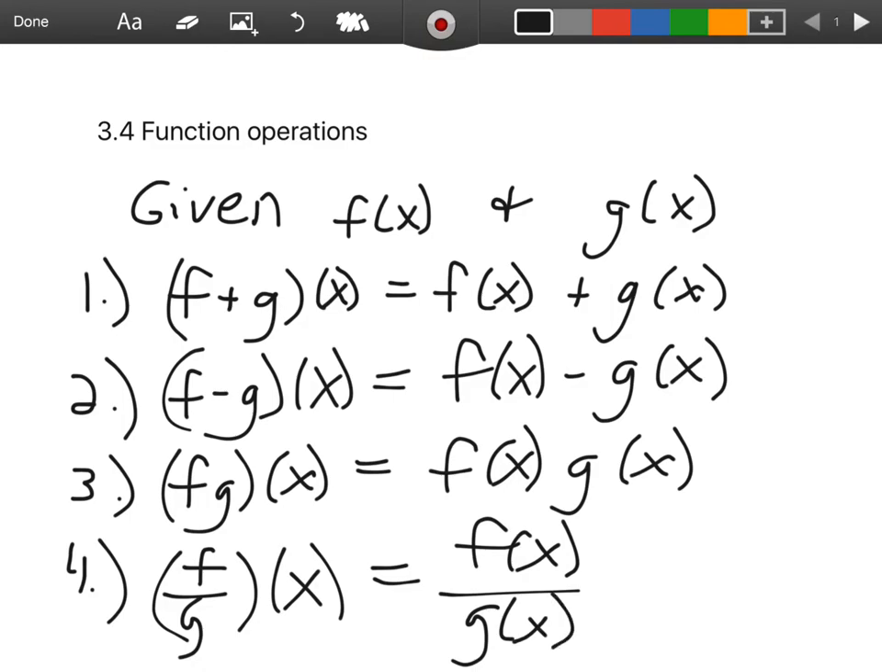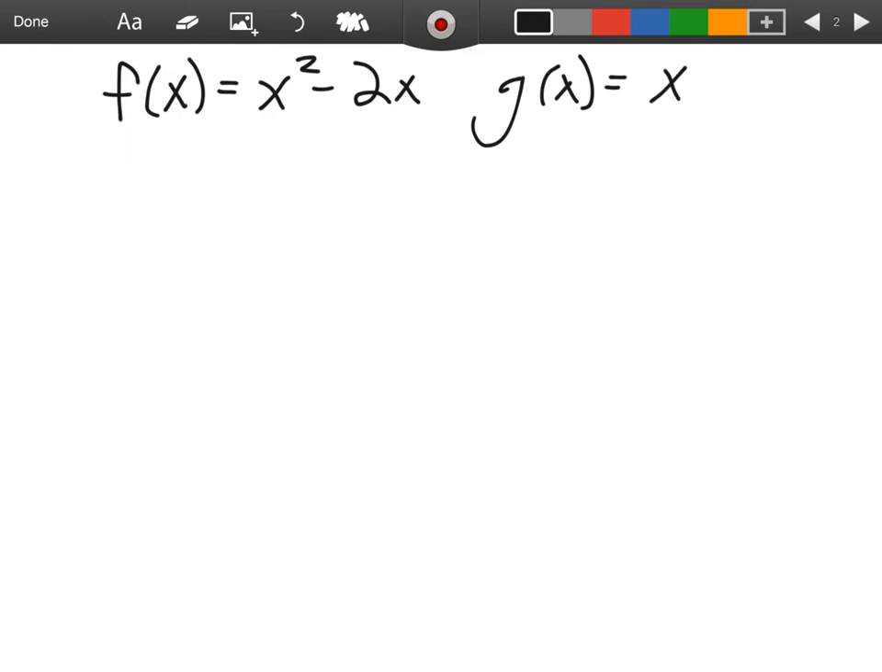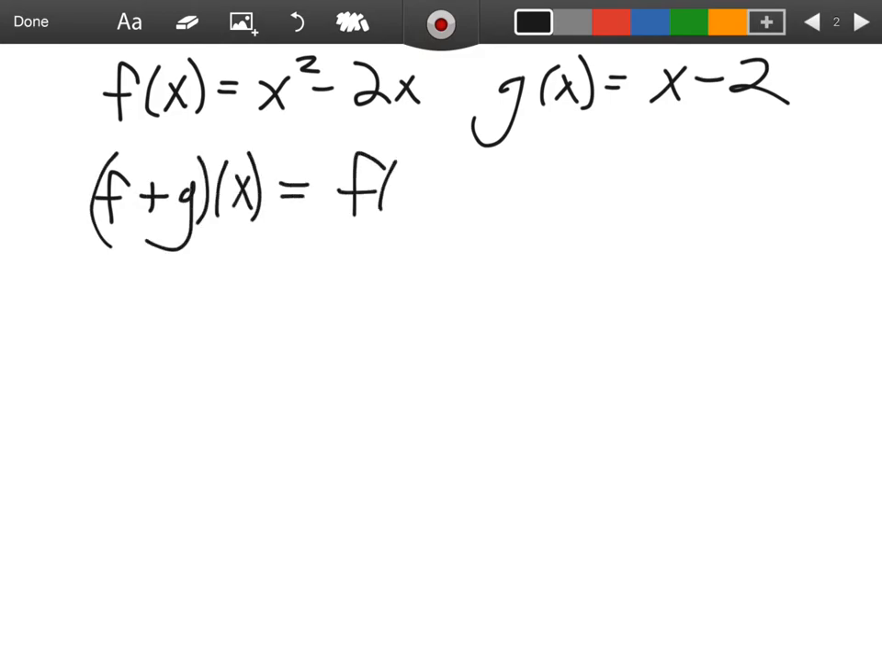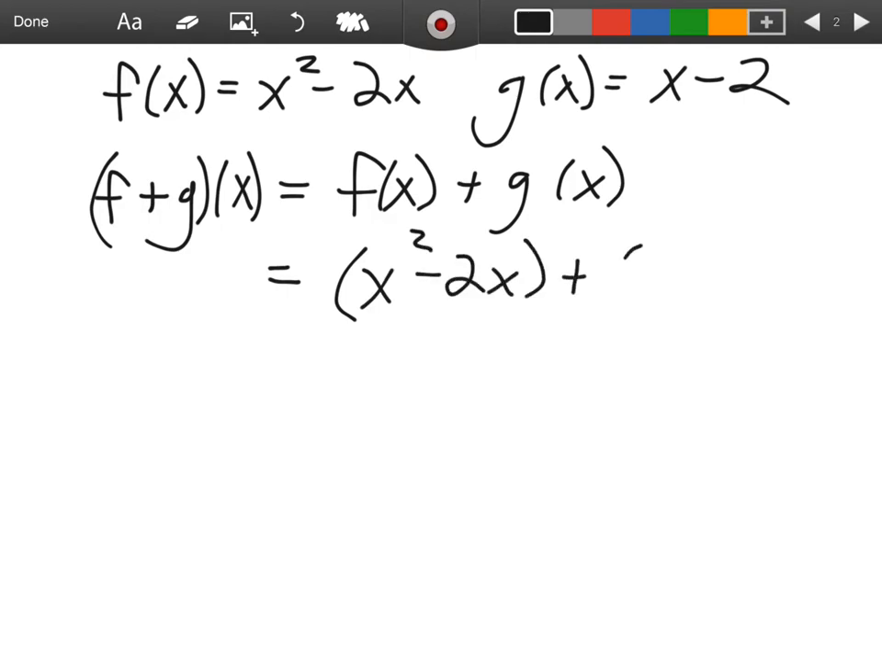That's basically it. So if we pick some examples, let's say I have f of x equals x squared minus 2x, and g of x equals x minus 2. So let's say we do addition first. So f of x plus g of x. Plug those guys in. So we have x squared minus 2x plus x minus 2. Combine like terms. So we get x squared. Then we have negative 2x and x, which is negative x. And then minus 2.